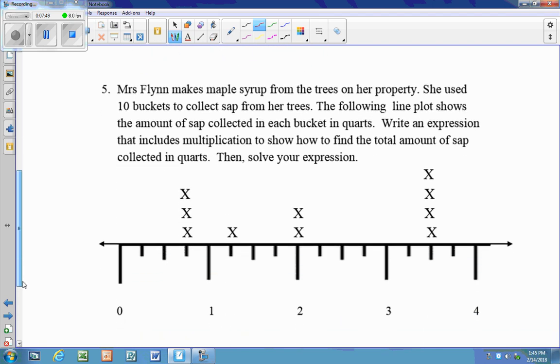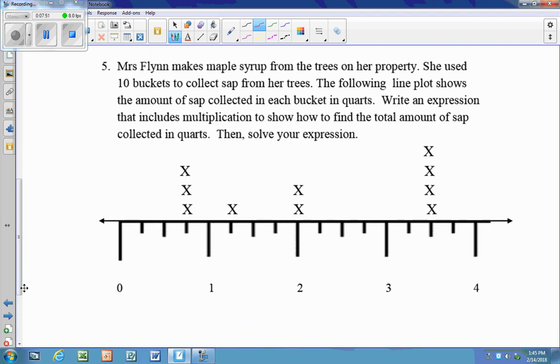Now we're moving down to our line plot. Mrs. Flynn makes maple syrup from the trees on her property. She uses 10 buckets to collect sap from the trees. The following line plot shows the amount of saps collected in quarts. We need to write an expression that includes multiplication to show how to find the total, and then solve it.